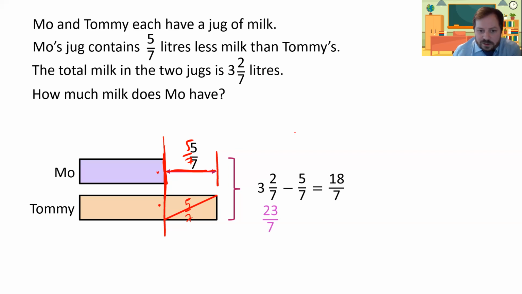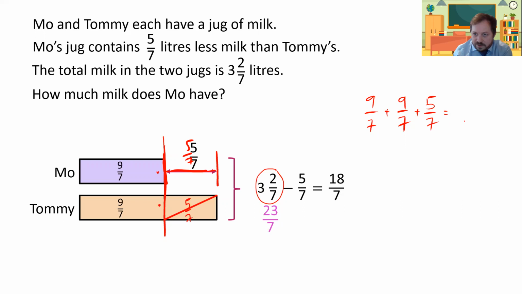Now, the other thing to remember is, these two added together are 18/7. They're the same, because you can see the line goes down here. These two parts are identical. So with the 18/7, we can split it in half, 9/7 in each part. So the answer to the question of how much milk does Mo have is 9/7. Now, if we wanted to, we could check our answer to see if we can get back to the original whole amount. So Mo has 9/7. Tommy has that 9/7 plus this 5/7.